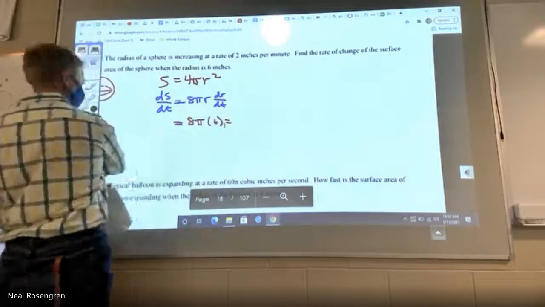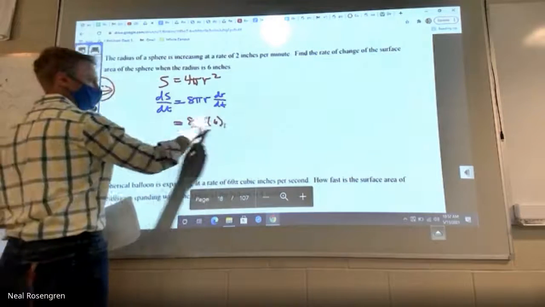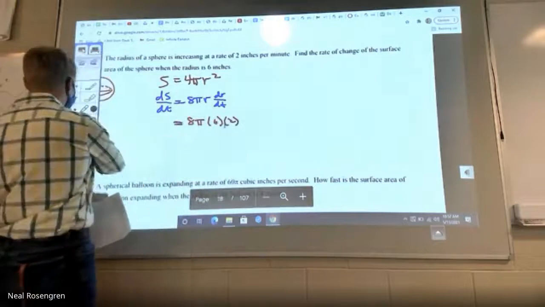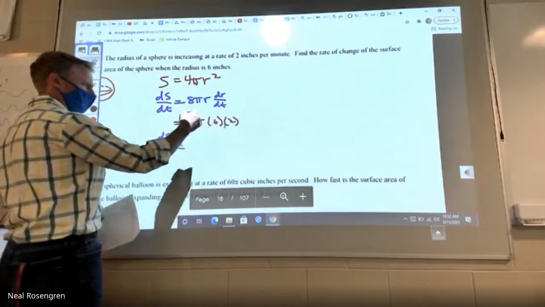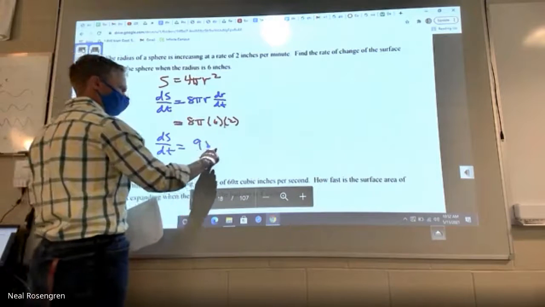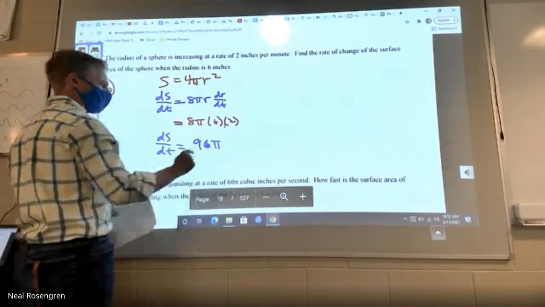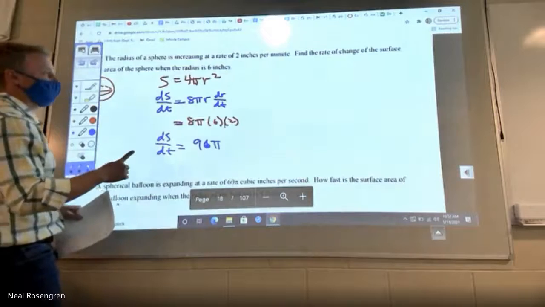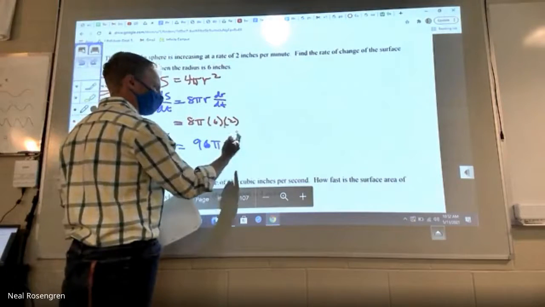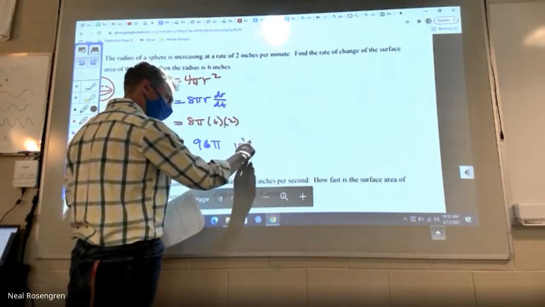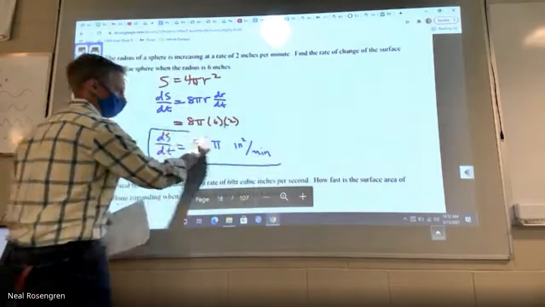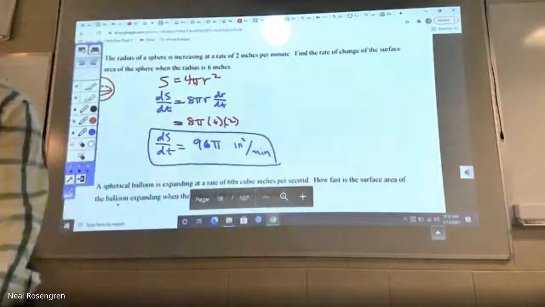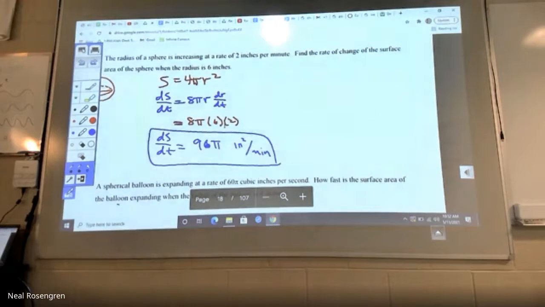Oh, not equals. Sorry. What any of the information is that? 96 pi. Surface area, so square inches or inches squared per minute. Doesn't get any easier than that one, probably.